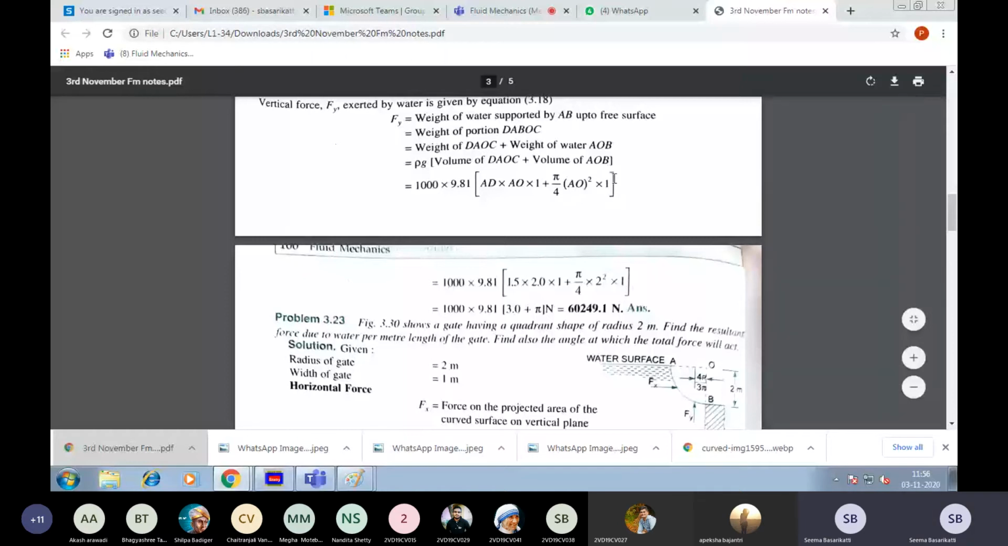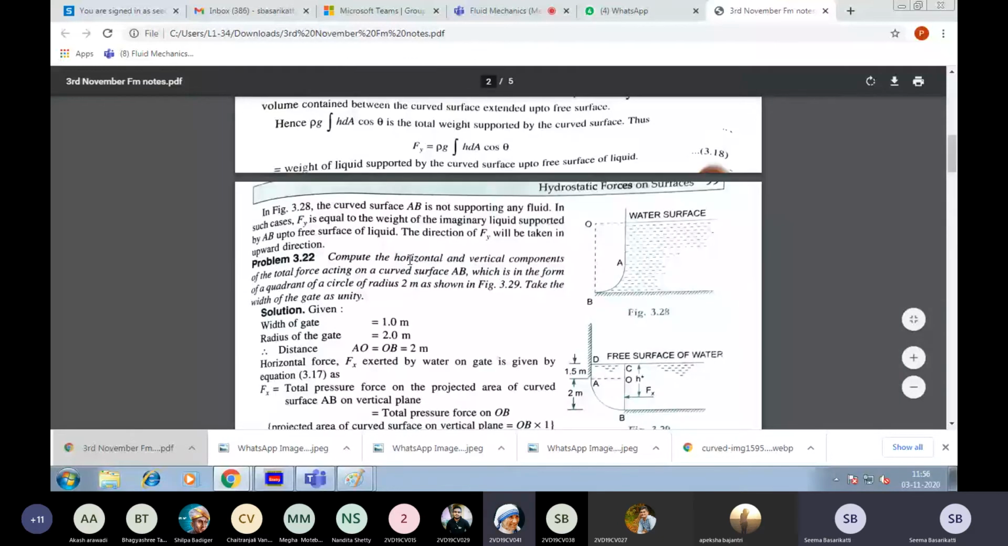Since they have asked you to calculate only the horizontal and vertical.